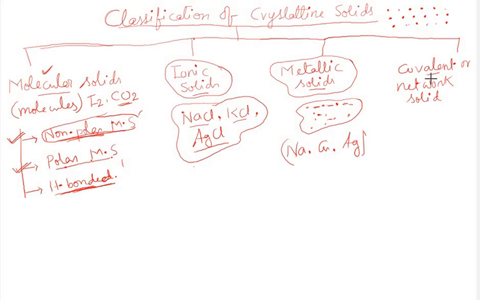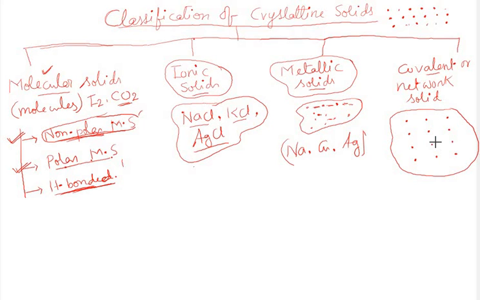Now the last one, that is the covalent or the network solid. So what are these types of solid? This is a special type of solid in which the constituent particles are atoms, and these atoms are linked to the neighboring atoms by strong covalent bonds. So since the constituent particles have strong covalent bonds between them, these types of solids are very hard and very difficult to break.